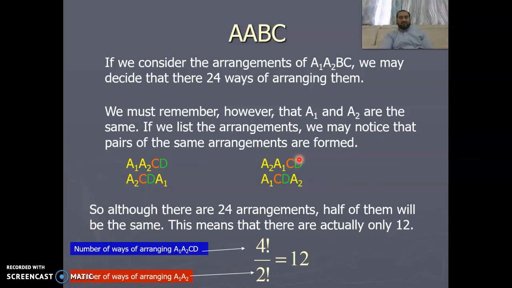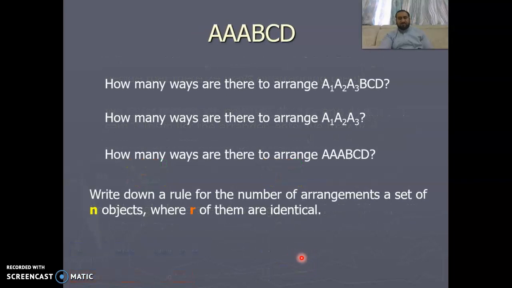Okay, so the number of ways of arranging A1, A2, C and D is 4 factorial, and the number of ways of arranging A1, A2, because they are the same, is 4 factorial over 2 factorial, so this will give us 12. As you remember, 4 factorial is expanded as 4 times 3 times 2 times 1, and 2 factorial is 2 times 1, so 2 and 1 are going to cancel out from the top and the bottom, so 4 times 3 will give us 12 arrangements.